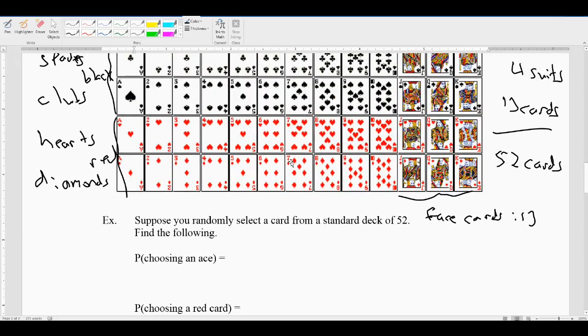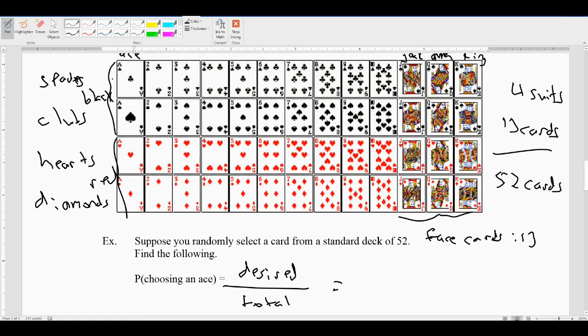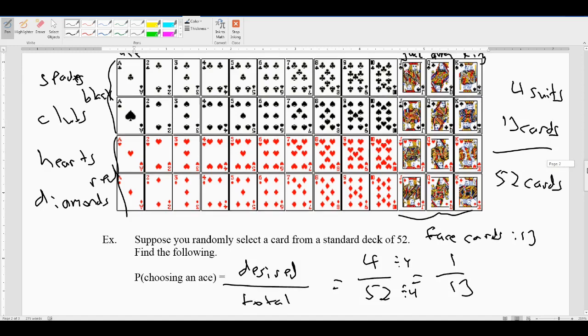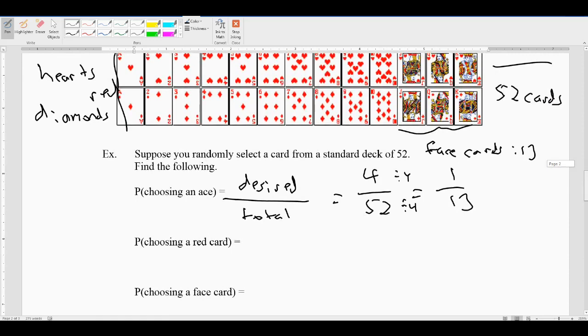Once again, I'm just going to use the desired over total on every one of these. So how many aces are there total? There's 1, 2, 3, 4. How many total cards are there? 52. When you reduce that, you divide each of those by 4. That's 1 out of 13. You can actually take one suit. You notice you've got 13 cards in a suit, and how many of them are aces? 1. 1 out of 13. It actually makes some sense if you think of it in terms of suits and also as all 52 cards.